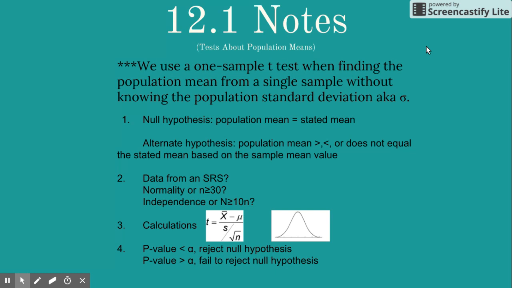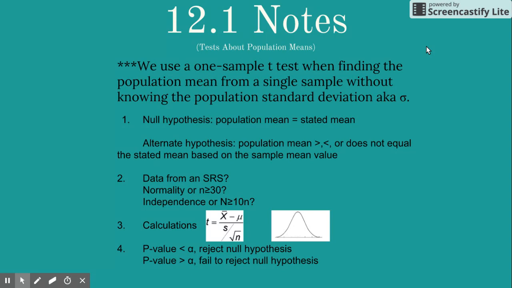Step 3 is the calculations, where you find the test statistic and the p-value. To find the test statistic, use the equation that Johnny talked about, which is t equals x bar minus mu divided by standard deviation of the sample divided by radical n. And then this gives you the test statistic, and then you plug it into this bell curve right here, and it will give you the p-value with inverse t.